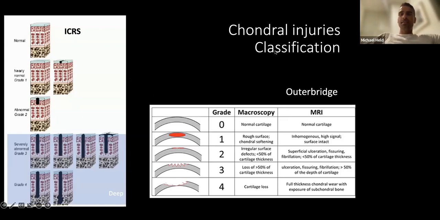Now, this is the way we classify chondral injuries. One is from the International Cartilage Research Society, the ICRS, and the other one is Outerbridge. In most of them, it comes down to whether it is deep or shallow, and whether the tide mark is involved or not. A grade 4 cartilage loss means a full thickness cartilage loss in Outerbridge, and in the ICRS, it actually means that there are also subchondral issues.